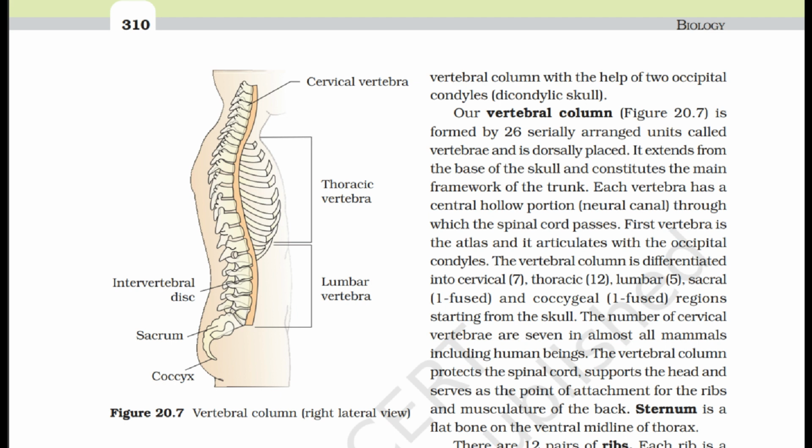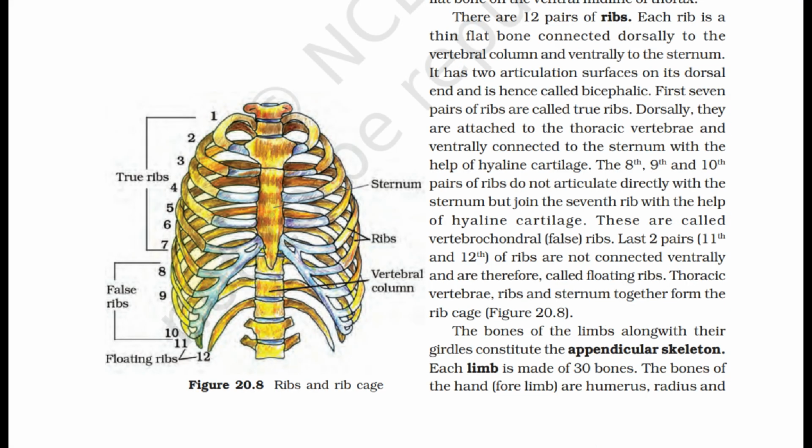starting from the skull. The number of cervical vertebrae is 7 in almost all mammals including human beings. The vertebral column protects the spinal cord, supports the head and serves as a point of attachment for the ribs and musculature of the back. Sternum is a flat bone on the ventral midline of the thorax. There are 12 pairs of ribs.